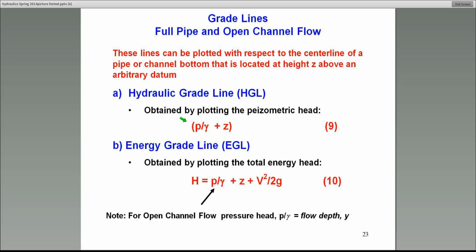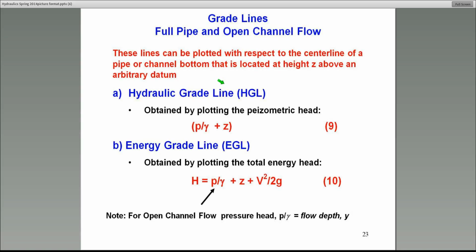If you sum the kinetic energy also into it, then the sum of all 3 is called the energy grade line, or EGL. So all these lines represent is what the total energy is or what the total hydraulic grade is at a particular point in the fluid, okay? So keep that in mind.